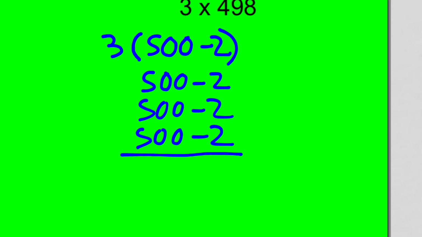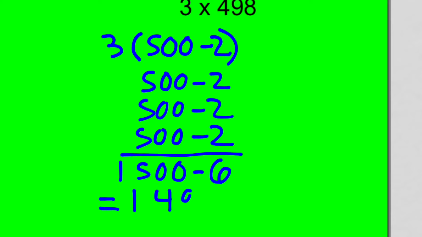Well, 3 groups of 500 is 1,500. And 3 groups of negative 2 is negative 6. And when I subtract that, that's 1,494. So in this case, the distributive property can actually take a harder question and make it a lot easier.